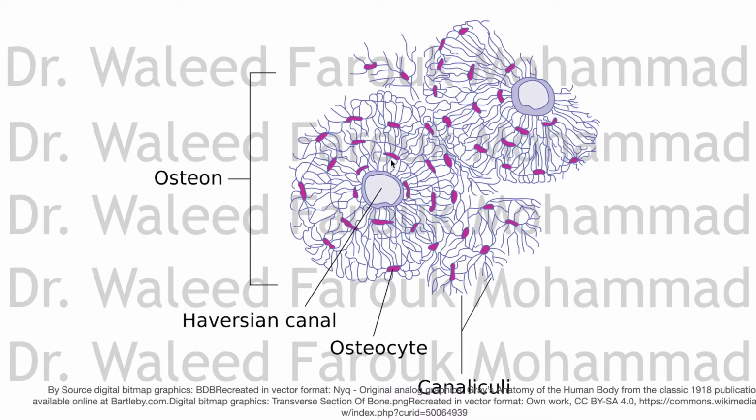Notice that these osteocytes connect to each other with processes running through tiny canals called canaliculi. So each osteocyte is surrounded by many canaliculi containing the processes of the osteocytes to communicate with the neighboring osteocytes through gap junctions, as we will study later. This is the Haversian system of bone.